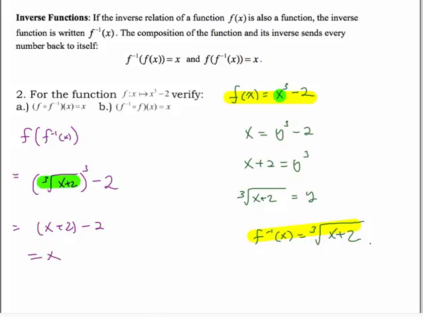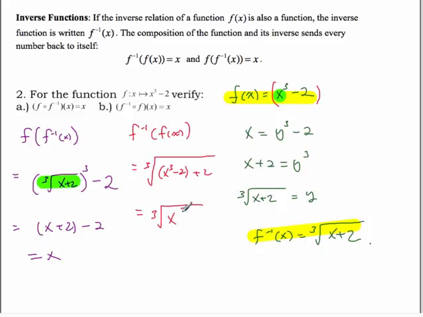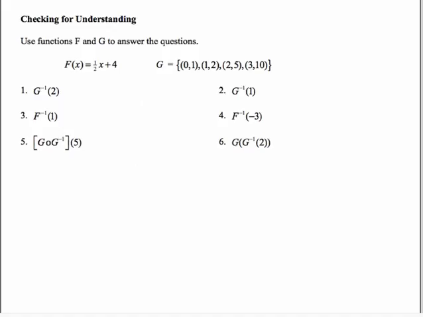Let's check this one. I'll use red and squeeze in the middle here, f inverse of f of x. So in this function, x here, I am going to substitute this whole thing. That's going to be cube root of x cubed minus 2 plus 2. And that's going to be cube root of x cubed, which is just x. So we've checked, it's not proof, but at least we have a good idea that this is true, and that's enough.